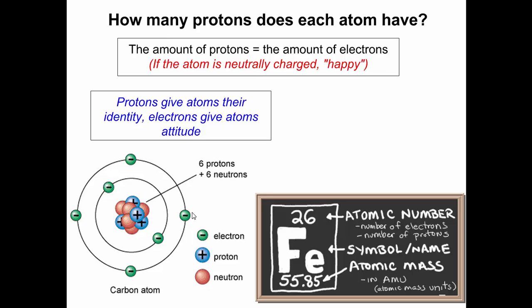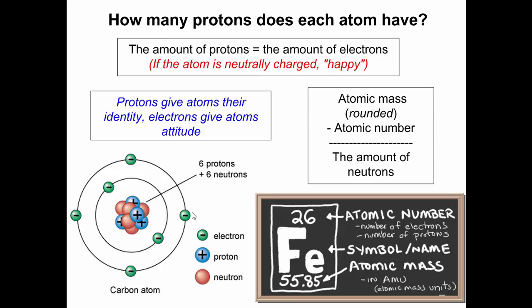So protons give atoms their identity. Electrons give atoms their attitude. If you have more protons than electrons, you're going to have a positively charged atom, because there's more positive than negative. If you have more electrons than protons, you're going to have a negatively charged atom because you have more negative charges than positive charges.